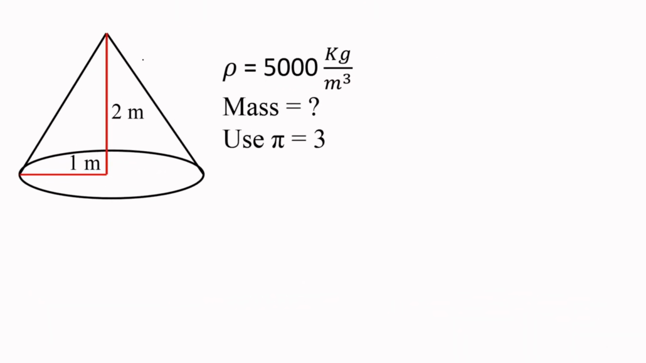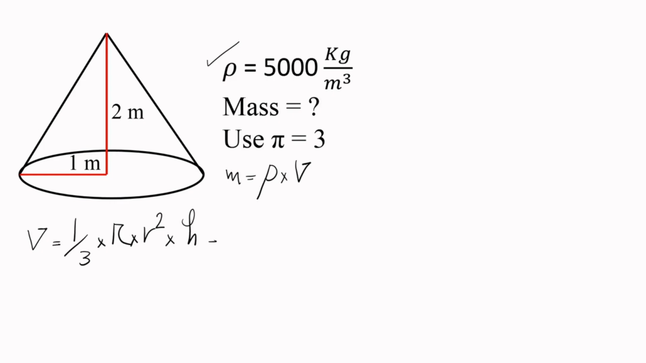Here I have a cone. I have density of this one. I do not have the mass, and the question says you can use pi is equal to 3. What is the formula for calculating the mass? I'm going to use rho times V. Do I have rho? Yes, it is 5,000 kilogram per cubic meters. Do I have volume? No, but I can find the volume because I have the dimension. What was the volume of the cone? V is equal to 1 over 3 times pi times r to the power of 2 times h.